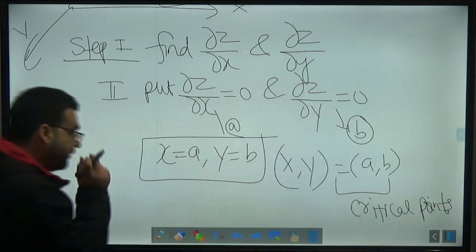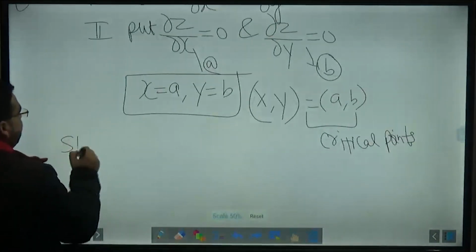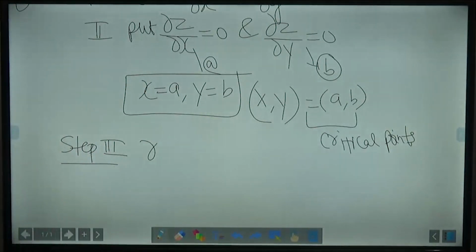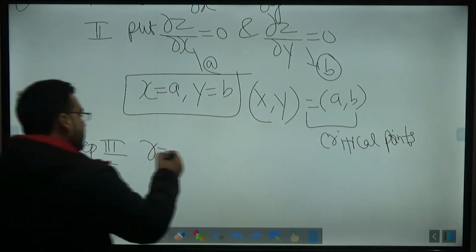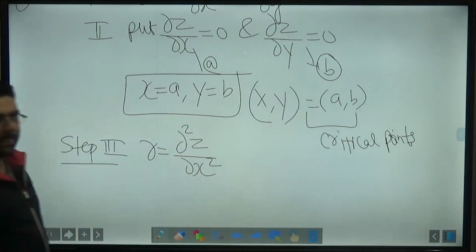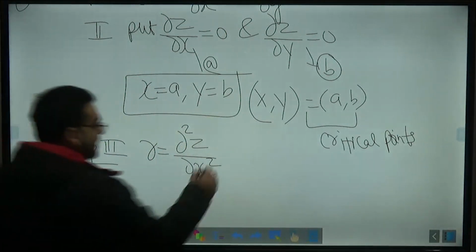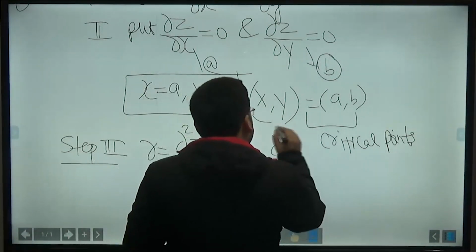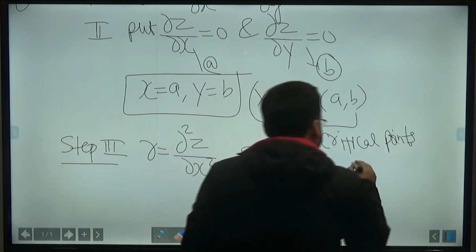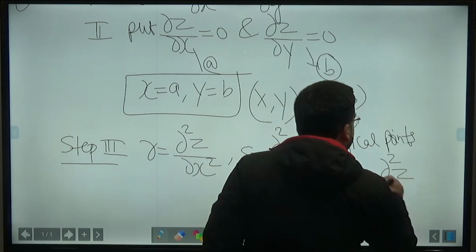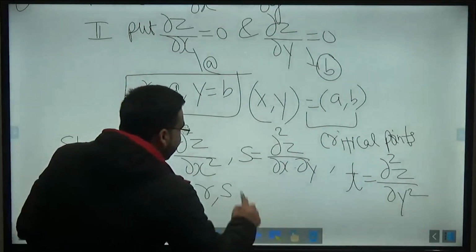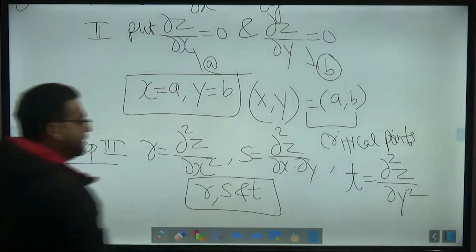After finding the critical points, we go to step number 3. In step number 3, we find the value of r, where r is dou square z by dou x square. Then we find the value of s, which is dou square z by dou x dou y. Then we find the value of t, that is dou square z by dou y square. We find these three values: r, s and t.